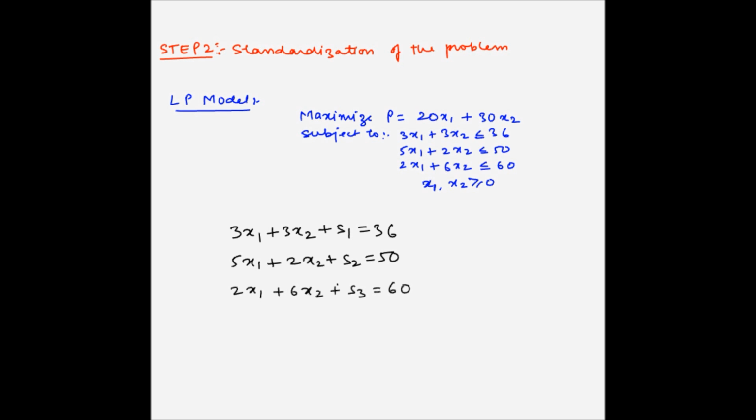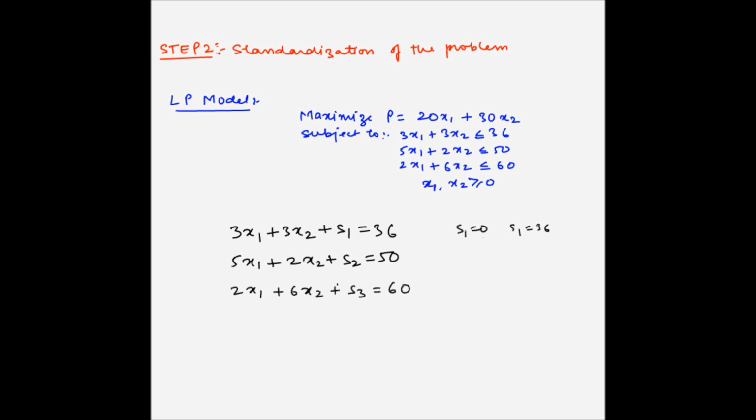Now here basically, if x1 and x2, that is the chairs and the tables, consume the entire capacity of 36 hours, then S1 becomes 0. However, if there is no production, that is x1 and x2 are 0, then S1 becomes 36. So basically S1 ranges from 0 to 36. Similarly, S2 ranges from 0 to 50 and S3 ranges from 0 to 60.